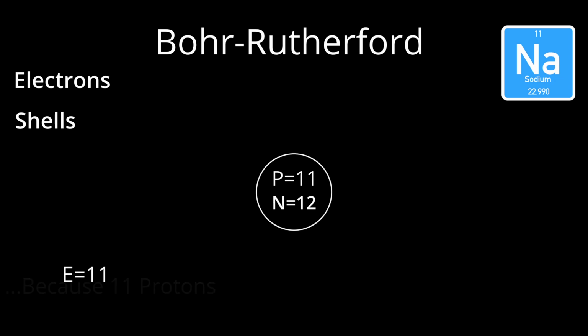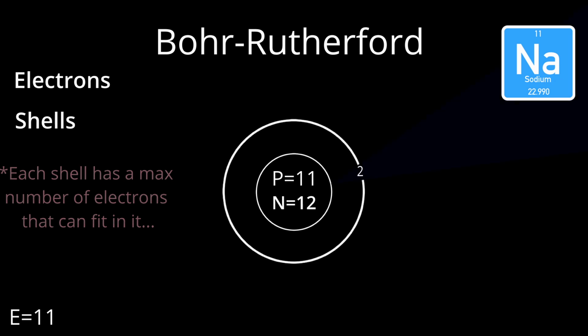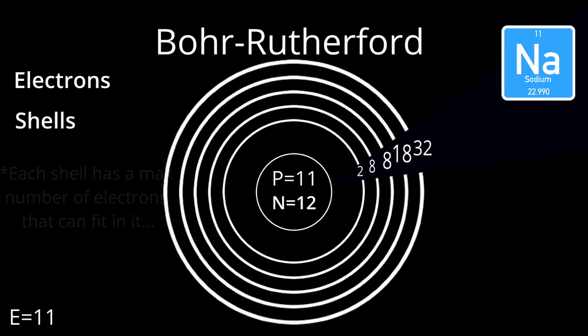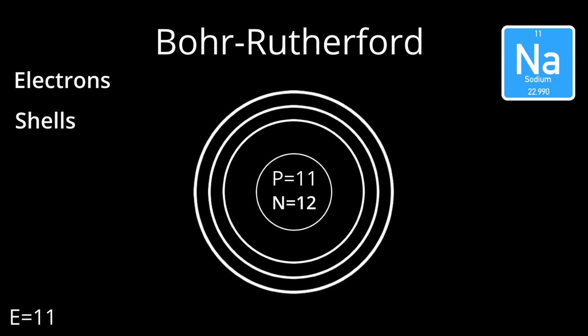Each shell of an atom has a specific limit of electrons it can hold. The order goes like 2, 8, 8, 18, 32, and 72. But for our purposes, you really only need to know the limits for the first 3 shells.